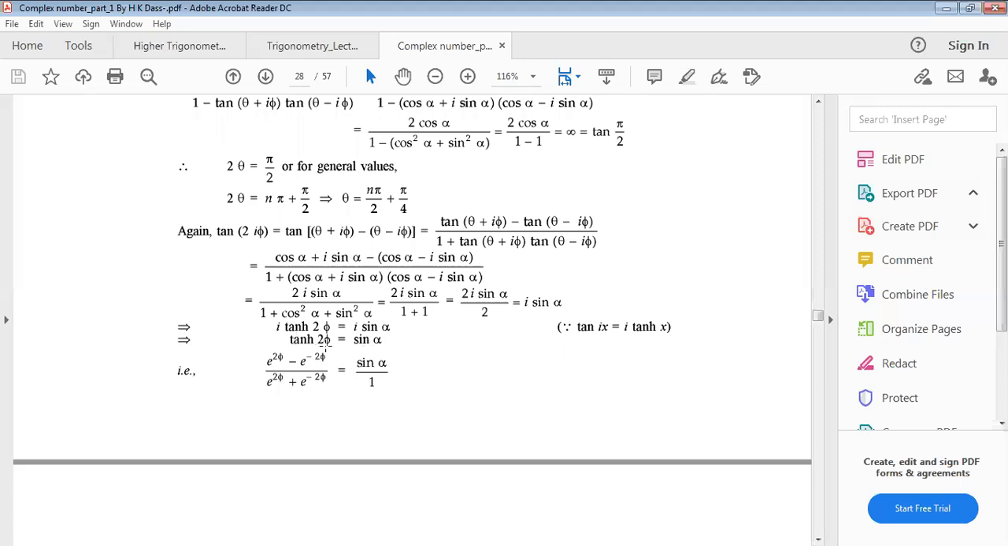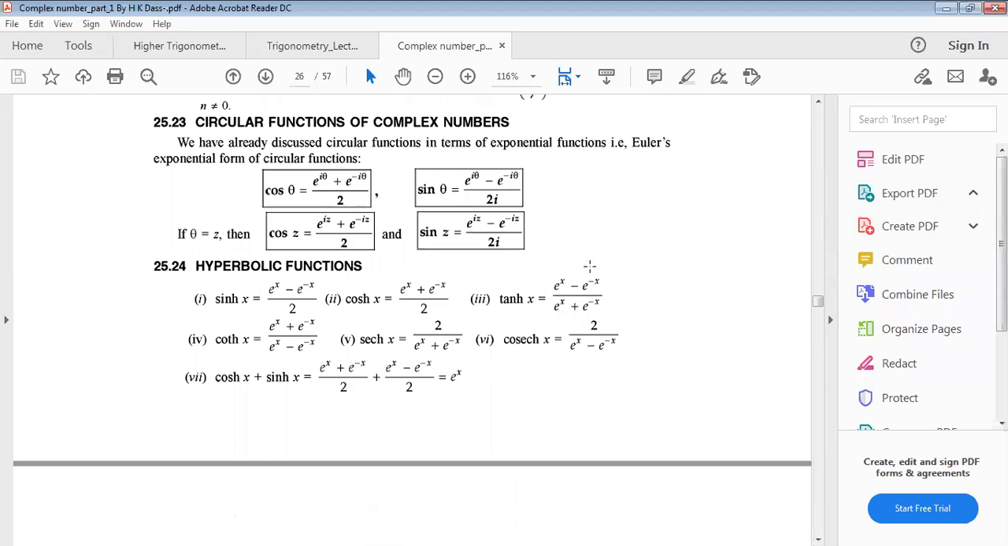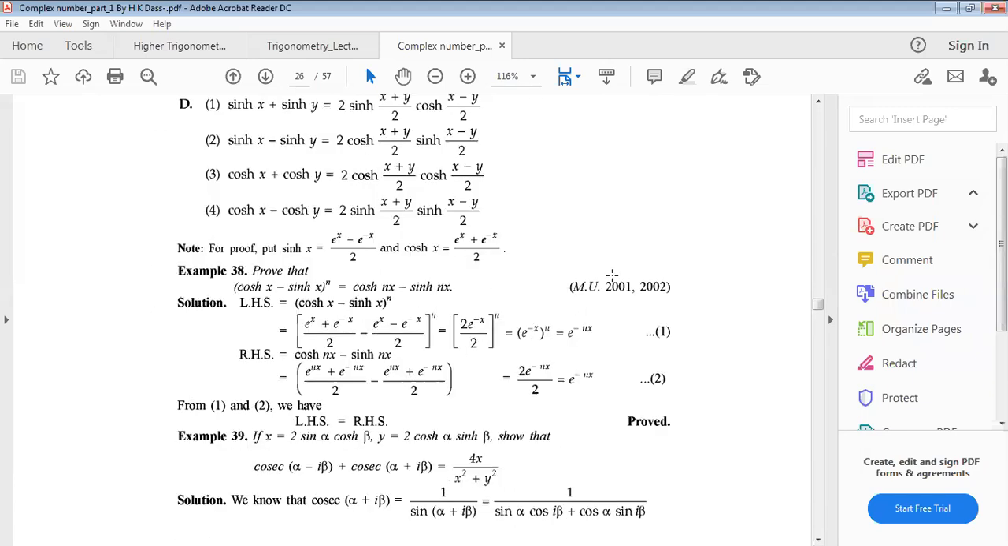This tanh 2φ, we use the exponential form: (e^(2φ) − e^(−2φ)) divided by (e^(2φ) + e^(−2φ)), from the formula list above. This formula is used here.